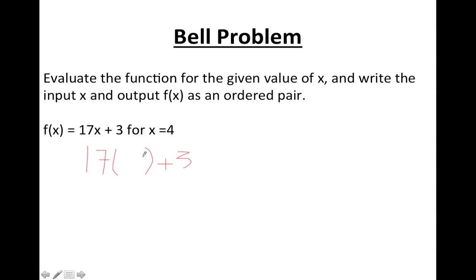And since x equals 4, we replace x with 4. When we evaluate, we get 71, so our ordered pair, our value of x we plugged in was 4, or our input, and our output that we got was 71.